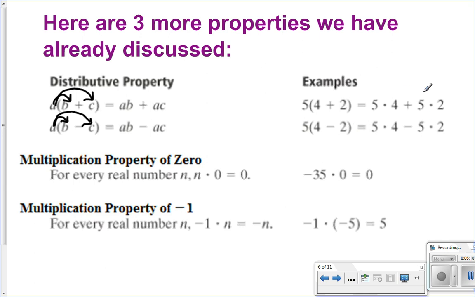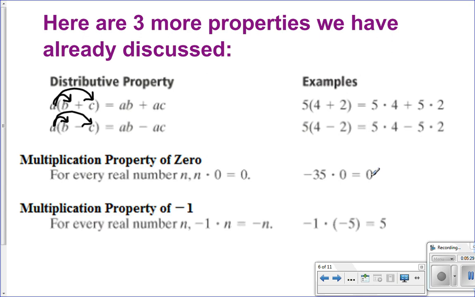The multiplication property of 0. It's pretty simple. For every real number n, n times 0 equals 0. Basically, anything you multiply by 0 will always equal 0. So negative 35 times 0 equals 0.